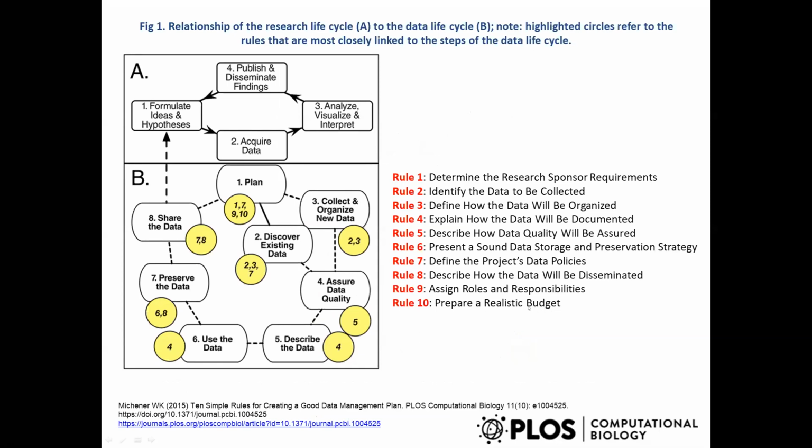As we mentioned before, you can go to existing data or create new data. And then after that, you need 2 and 3 here and 7. So 2 and 3, identify the data to be collected, because this is new data. Define how the data will be organized. Even with the existing data, you need to identify within the existing data the data that you are going to collect and how to organize it. And then in the existing one, you need to define project data policy.